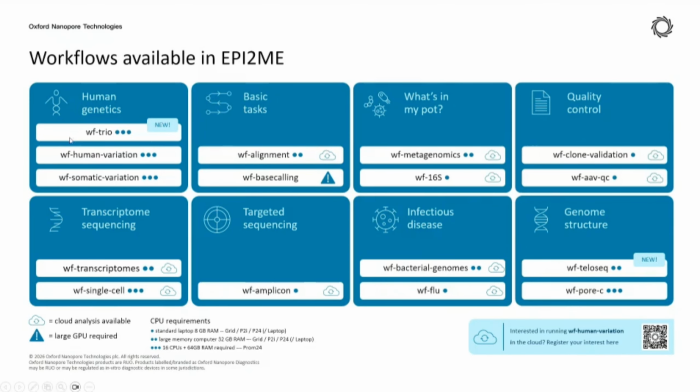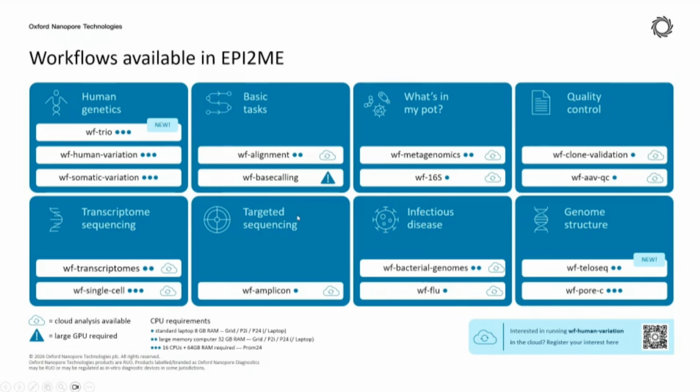And then other than that, we also have human variations and also somatic variations to detect the genetic variants in whole genome sequencing or targeted sequencing in the normal conditions, or germline variant discovery, or in the cancer samples where we try to identify the somatic variants. And then some basic tasks like alignment and basecalling, and workflows for metagenomics analysis, whether it's shotgun metagenomics or targeted like 16S metagenomics. And then there are also workflows for plasmids or clone validation and transcriptome analysis.